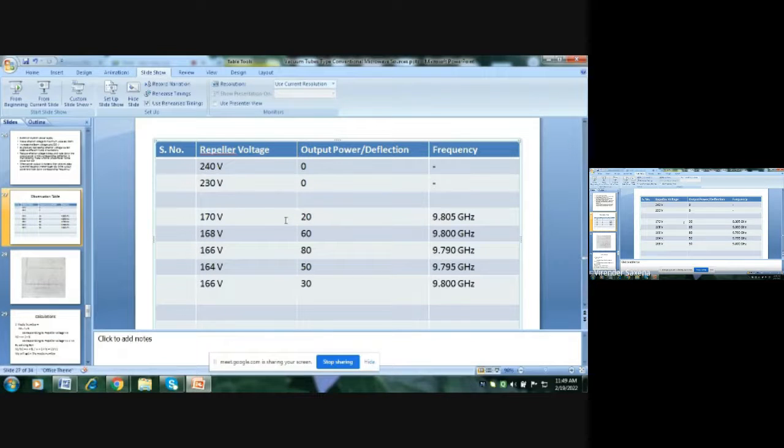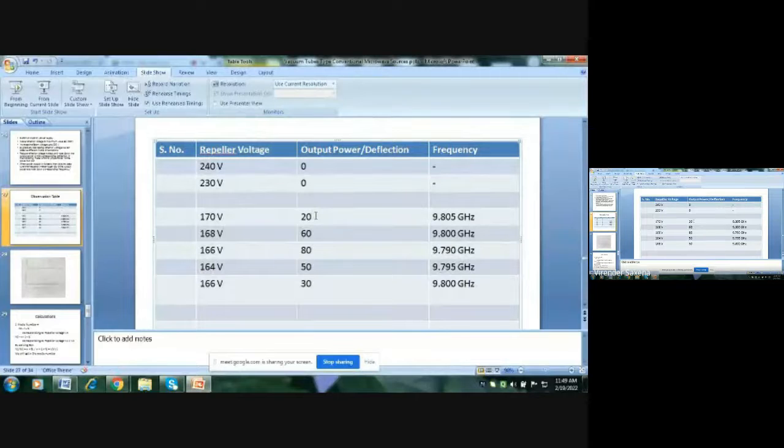So the interaction in favorable mode starts from 170 volt, and as reflector voltage decreases, more and more electrons interact with the cavity in retarding mode and we will get more power. So the maxima occurs suppose at 166 volt and the maximum deflection is 80 divisions. So the pattern is like this. From 170 to 166, we'll get 20, 60, 80, 50, 30.